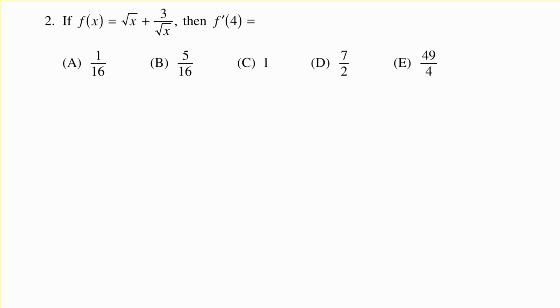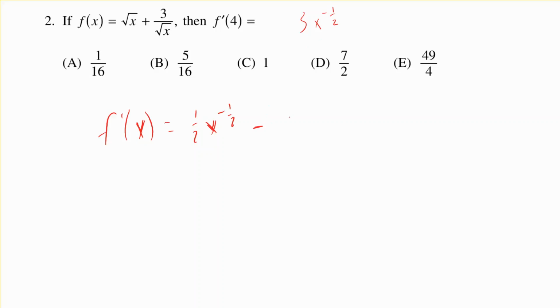If f of x equals the square root of x plus 3 over root x, then f prime of 4 is... So we've got a straight up kind of power rule derivative. f prime of x equals 1/2 x to the negative 1/2. And then this was 3x to the negative 1/2.